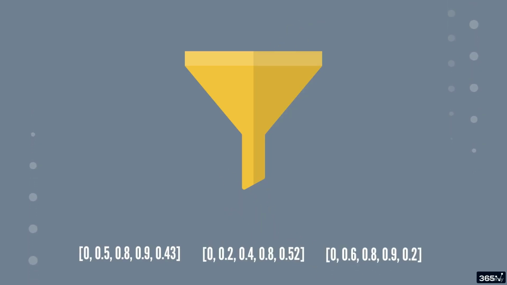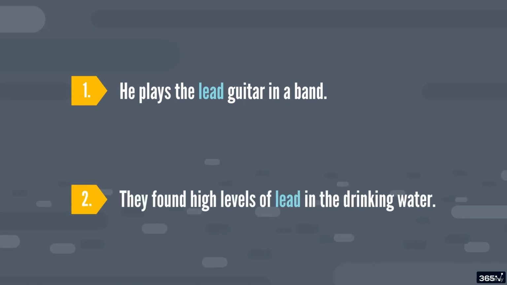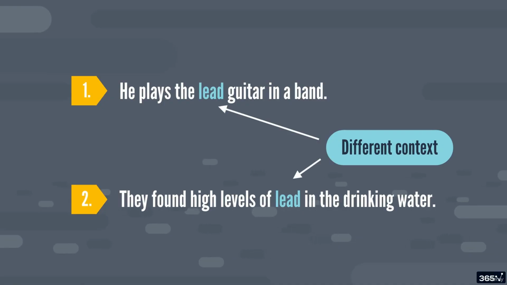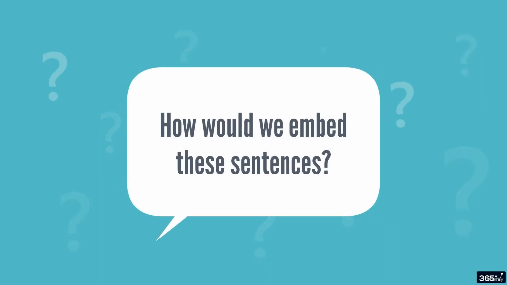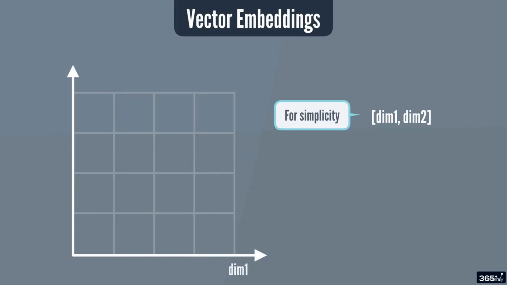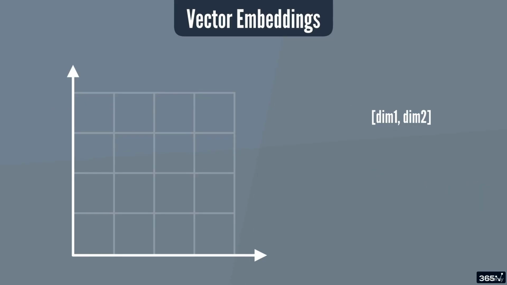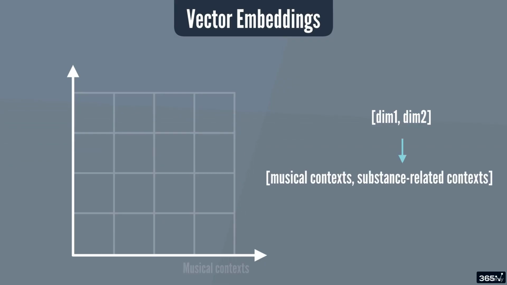Let's look at an example. He plays the lead guitar in a band. They found high levels of lead in the drinking water. These sentences show that the same word is used in different contexts. So how would we embed these sentences? For simplicity, let's say that each vector will have only 2 dimensions. But remember that in practice, we'd typically have at least 300 dimensions, generally over 1,000. Let's assume that the first dimension captures relevance to musical contexts, and the second dimension captures relevance to substance-related contexts.